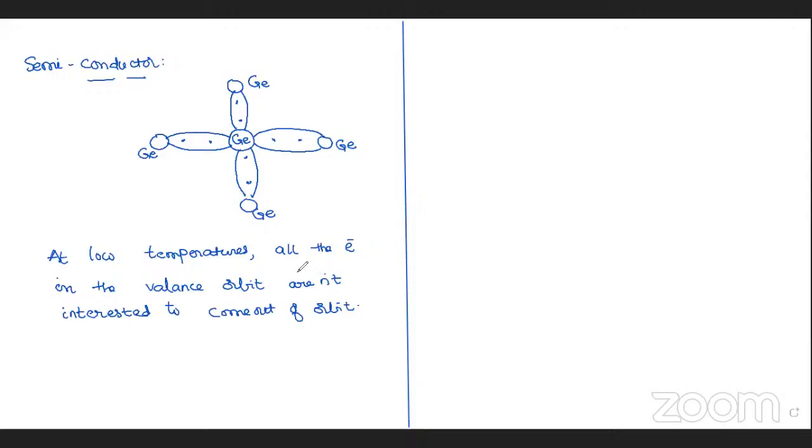This is the problem. If electrons are not interested to come out from the orbit, then there are no free electrons in the crystal. If there are no free electrons, there will be no current even though you apply the potential difference between the two ends of the germanium crystal. That's why you find no current through the crystal even though you maintain the potential difference. That's why we say they behave as insulators.